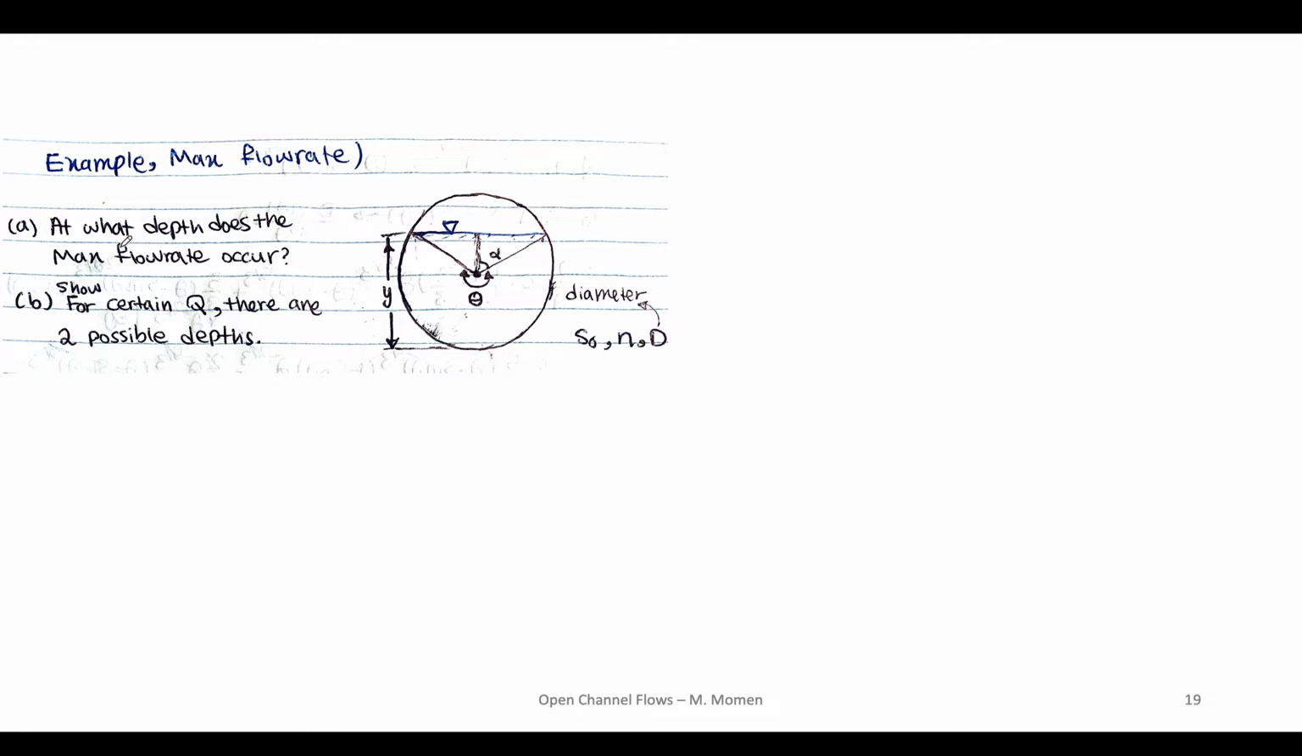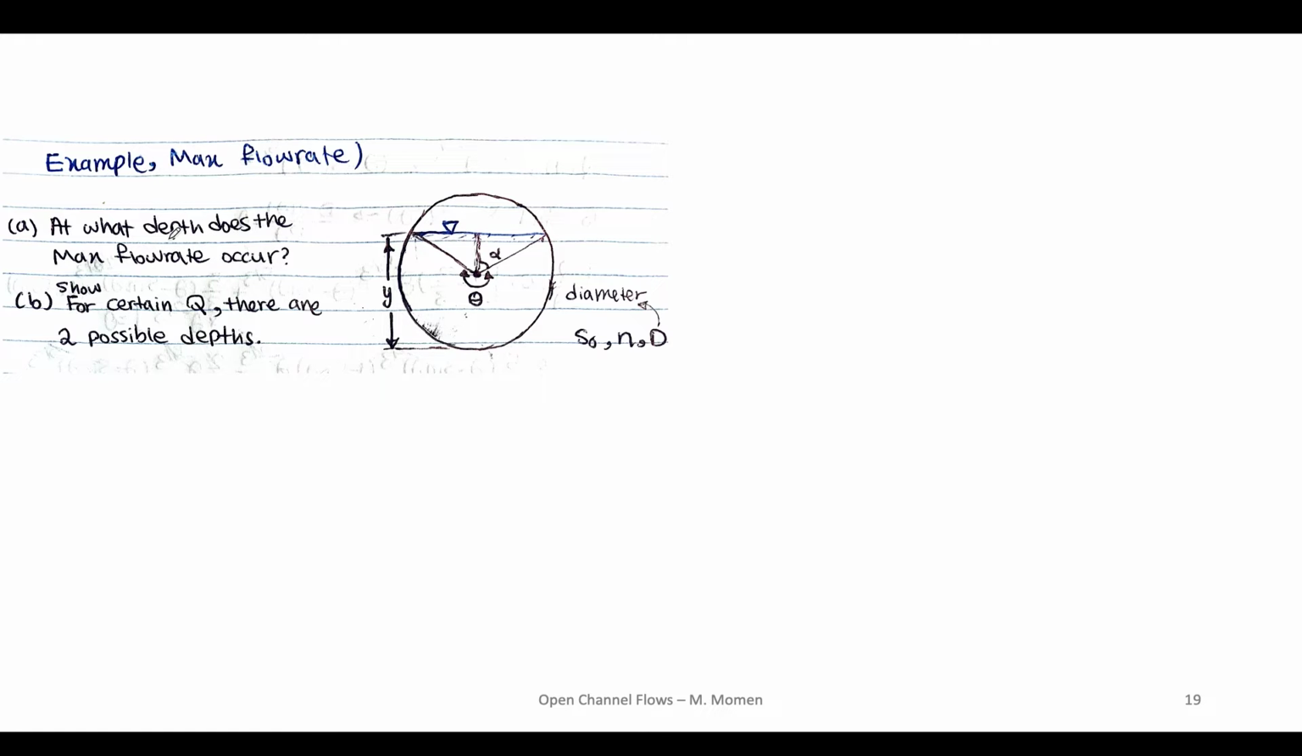And the problem asks two questions. First, at what depth does the maximum flow rate occur? So we have to find the Q max, or maximum flow rate, as a function of y, and at which y this is going to occur. And we show that for certain flow rates, there are two possible depths. So for some certain values of flow rates, we can have two possible depths in this problem.